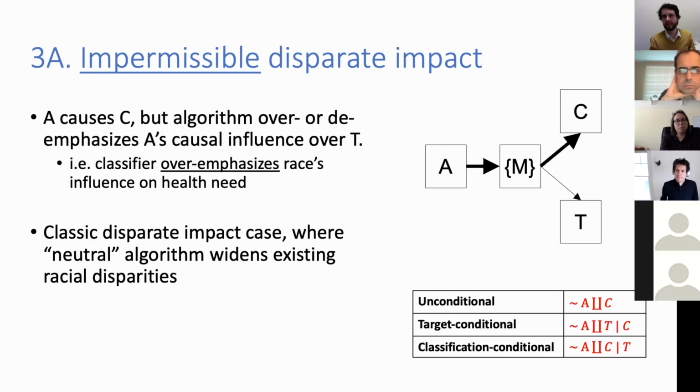Right? So here would be an example of impermissible disparate impact, right? Where A causes C, but the algorithm over- or de-emphasizes A's causal influence over T, right? So A is associated with both C and T, but it has a greater causal influence over C than it does over T, okay? And this is a classic disparate impact case, right? Where the neutral algorithm widens existing racial disparities, not because it intended to do so, but because it used a set of features that weren't precisely calibrated towards identifying the target variable and instead added some extra discriminatory impact into the classification scheme. And indeed, in these kinds of situations, it's going to fail all three measures, right?